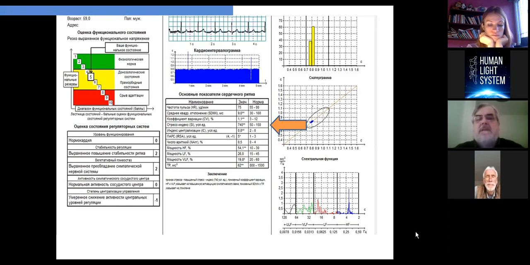Here you see an example. The norm amounts should be between 50 and 150, and here you have a very high stress level. That means you have an ill person, or you have a person under physical or mental load. So the regulation system is very much under stress, very active.